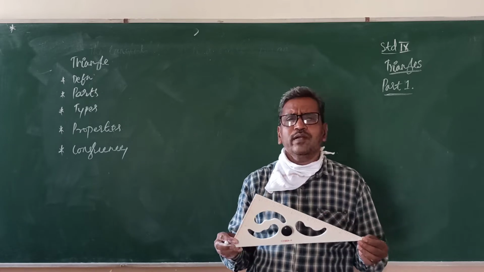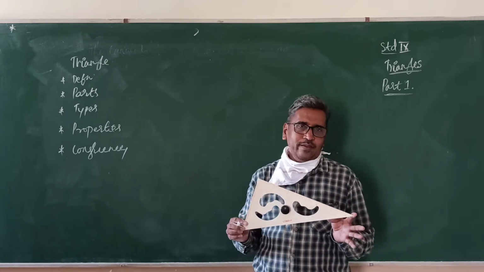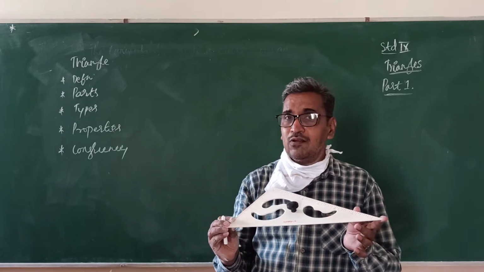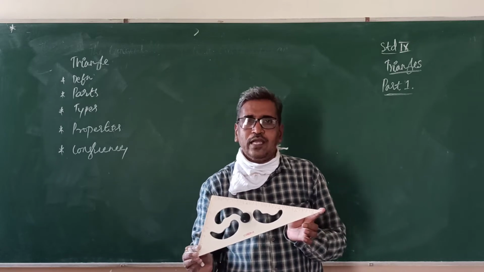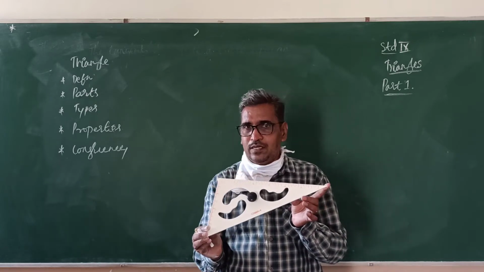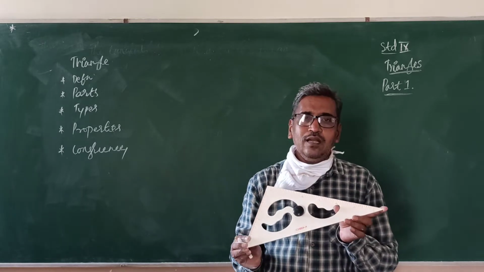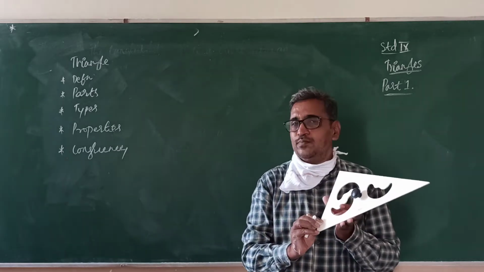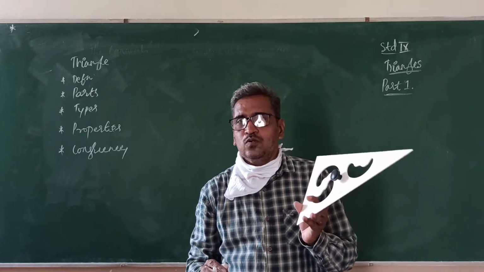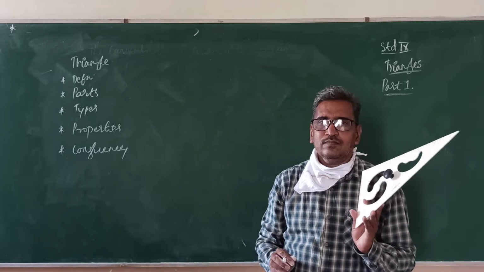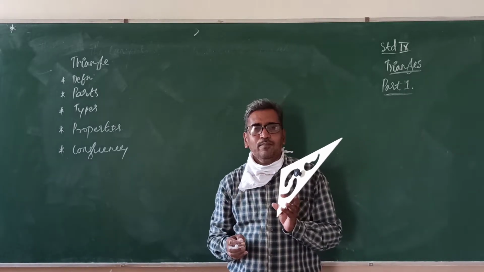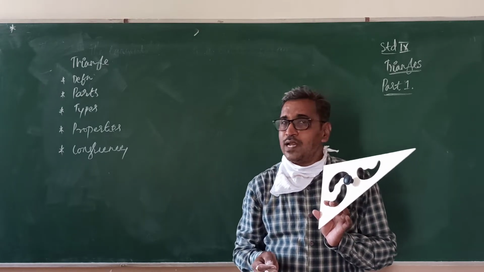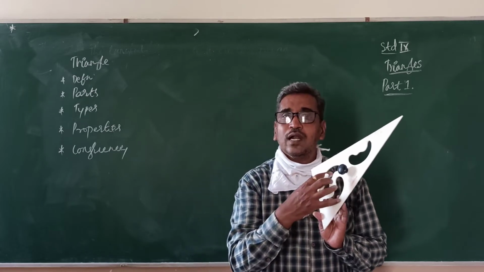Many examples can be given of triangular shapes, which you can see in your compass box. Two triangular shaped figures are there. Can you tell what the name of those two together is? They are set squares, two triangular shapes. Then what is the use of these two from your compass box? You know only the scale, compass and protractor. And what is the use of these two triangular shapes?